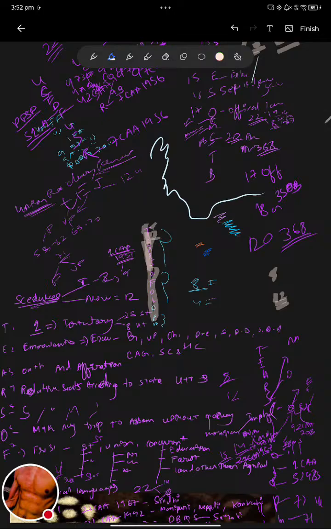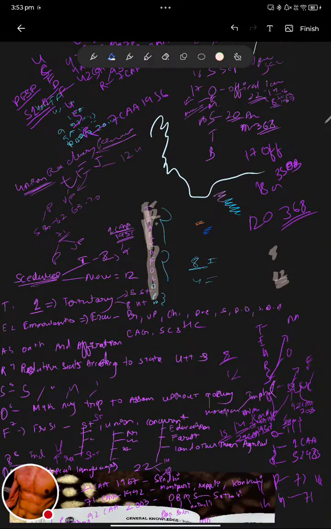It is your president, then vice president, then speaker, deputy speaker of the Lok Sabha and state legislative assembly, then chairman and deputy chairman of Rajya Sabha, then your CAG, Comptroller and Auditor General, after CAG it is the High Court and Supreme Court judges. A for oath and affirmation of these guys. Then R is for relation of state, seats according to the state.